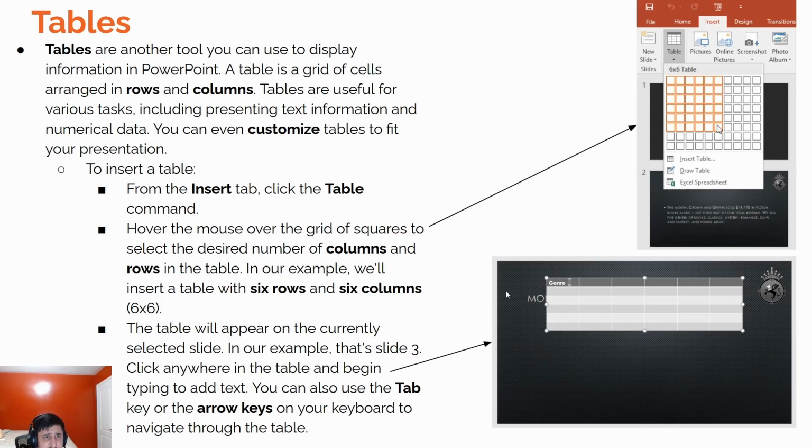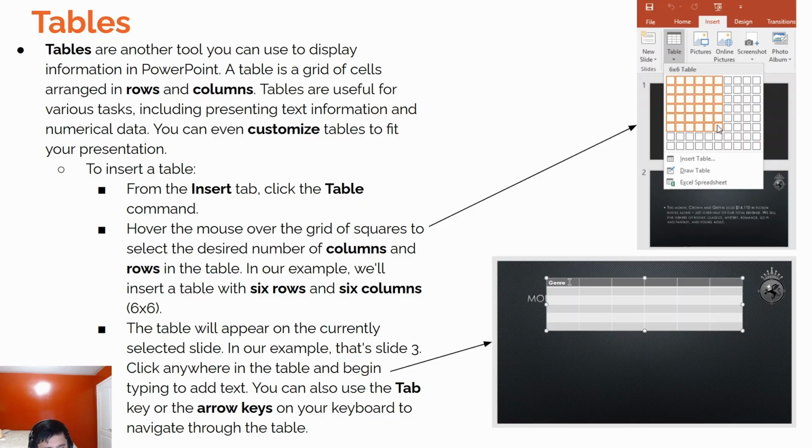Now we're moving on. So let's get into it. So tables are another tool we can use to display information in PowerPoint. A table is a grid of cells arranged in what we call rows and columns, and they are useful for various tasks, including presenting text information and numerical data. We can even customize tables to fit your presentation.